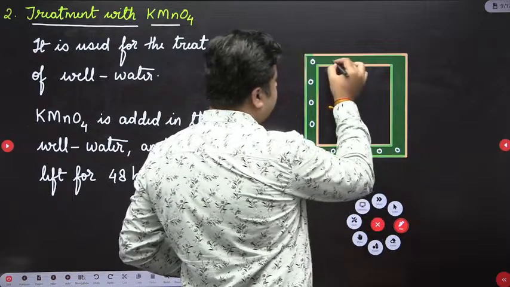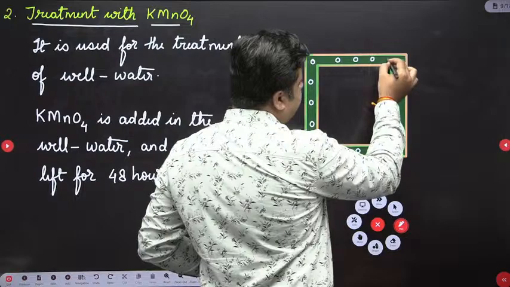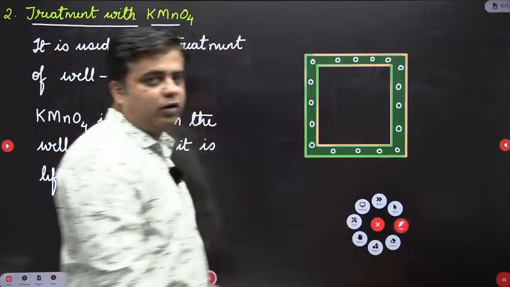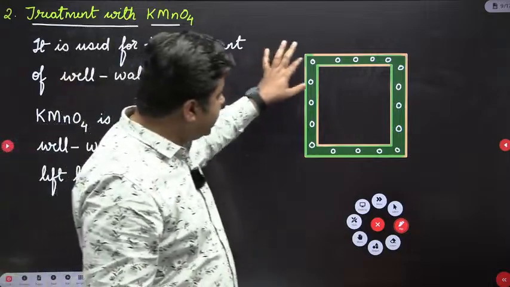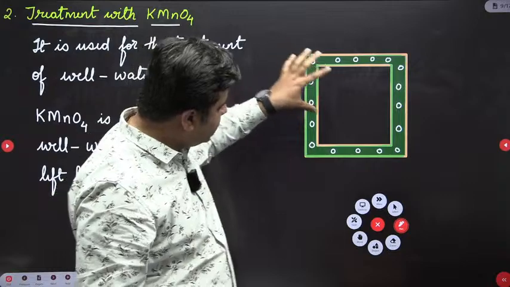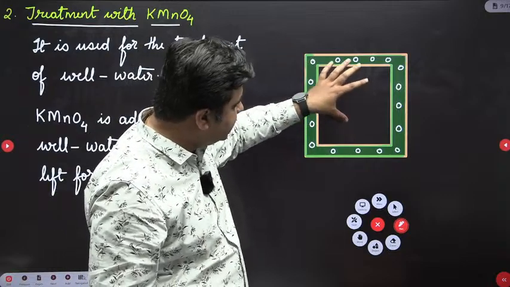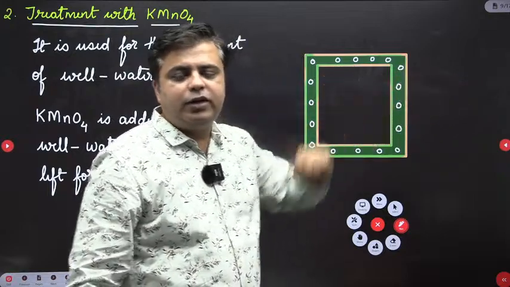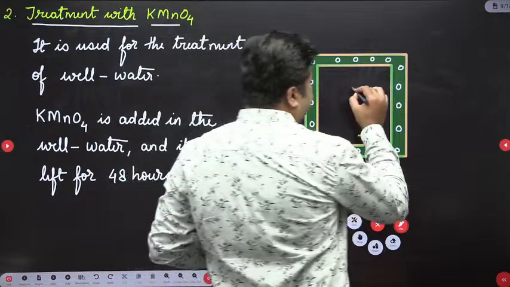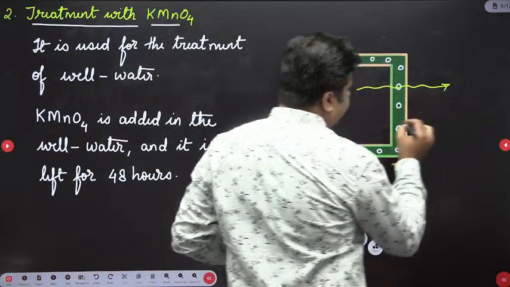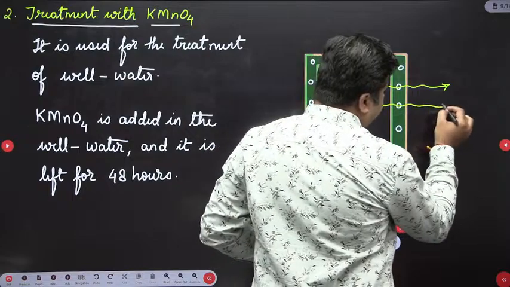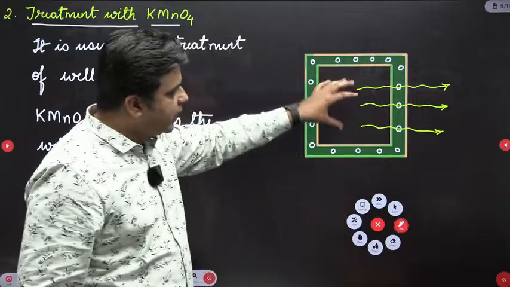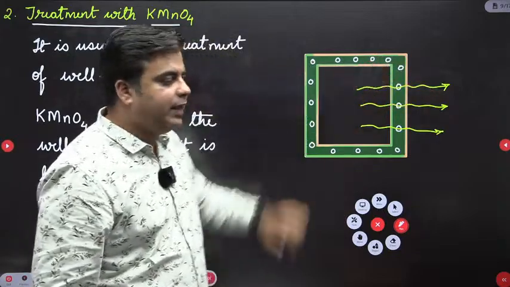Now, what will this KMNO4 do? KMNO4 will increase the permeability of these pores which are present on the cell wall of the microorganism. Due to the increased permeability of these pores, whatever essential fluid is present inside the cell wall will flow out, and again it will lead to the killing of the microorganism.